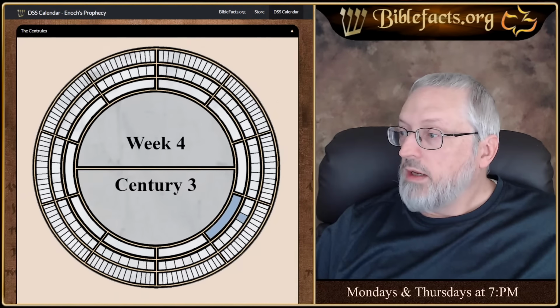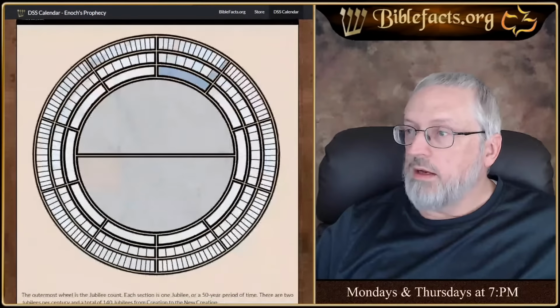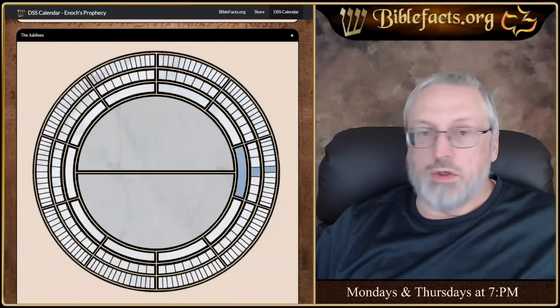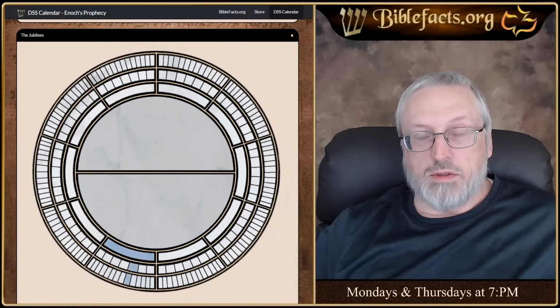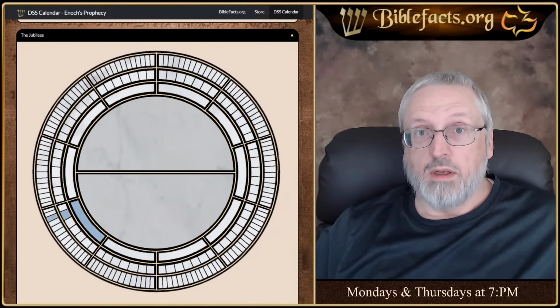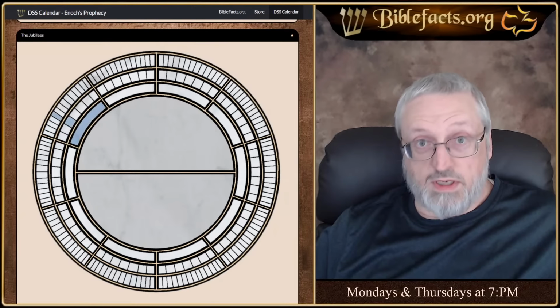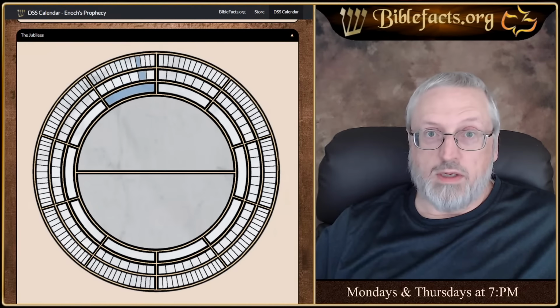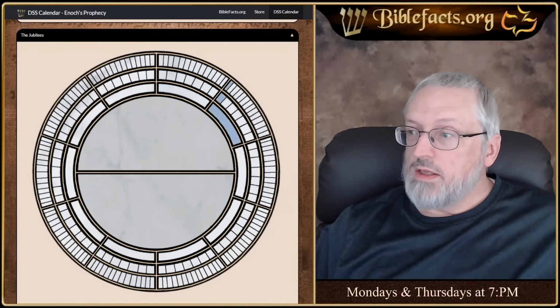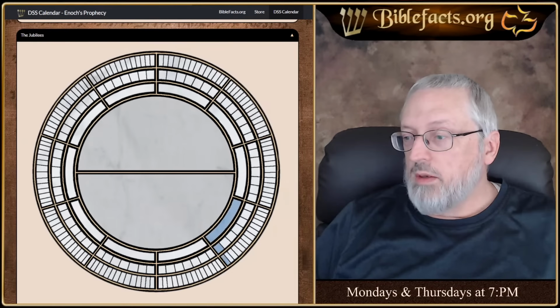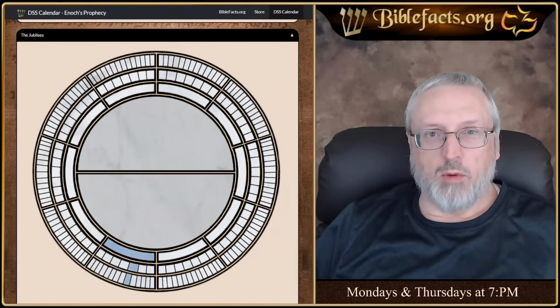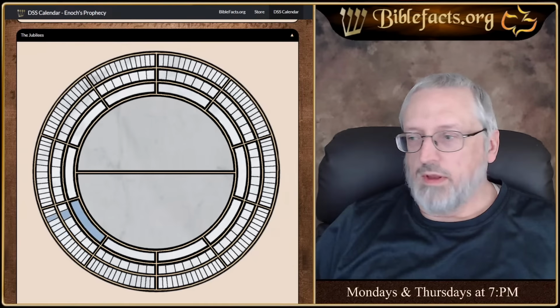And then if we come down here, just to kind of show you everything again, here is the Jubilee count. So a Jubilee is 50 years, so 2 Jubilees is a century, 7 centuries is a week of centuries, the 10 weeks is all of time. So that's basically how his wheel works. So I thought these animated graphics would help to explain how everything works.